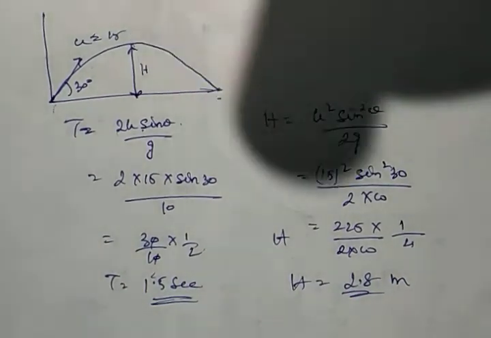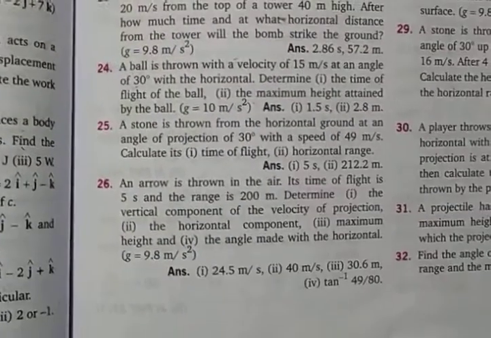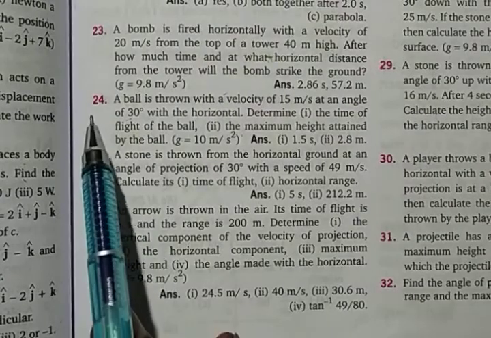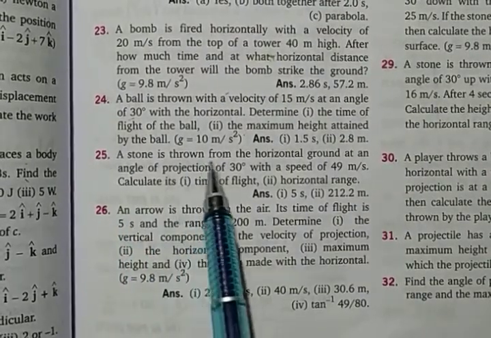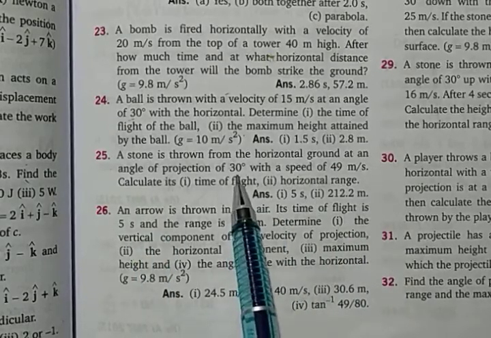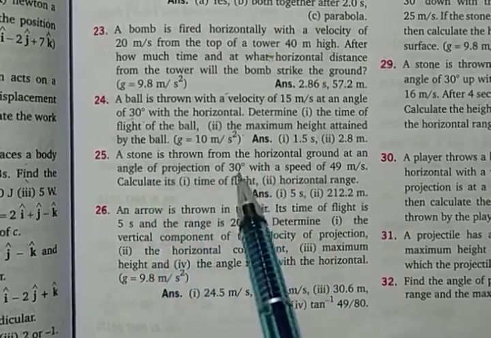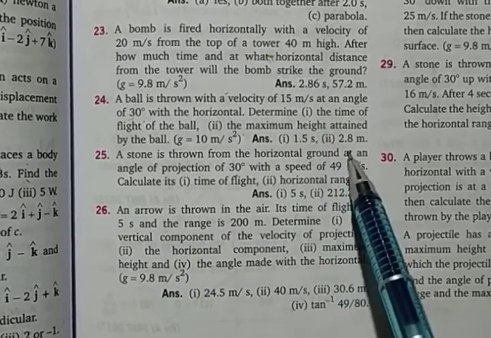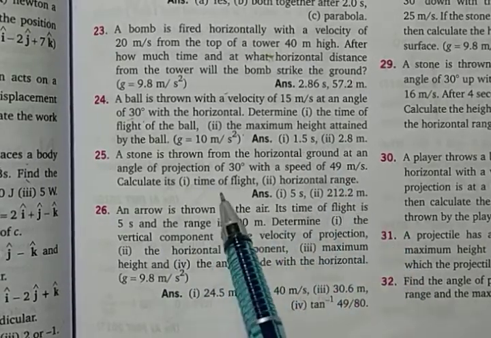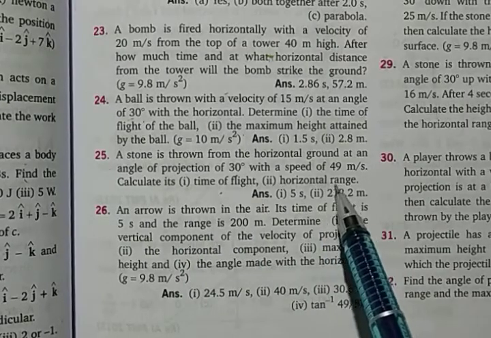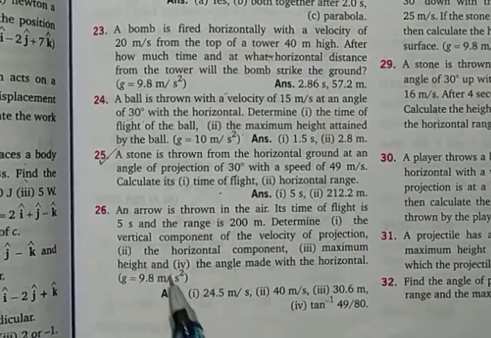The question is question number 25. A stone is thrown from the horizontal ground at an angle of projection of 30 degrees. 30 degrees is the same thing. Here also 30, here also 30. With a speed of 49 meter per second. Here it was 15, it is 49. Calculate the time of flight and horizontal range. Range is asked. Another formula you have to use. Do it as a homework. This is a homework for you.